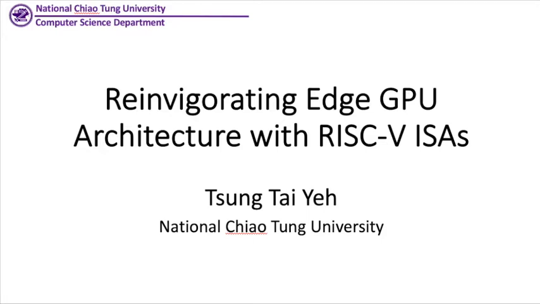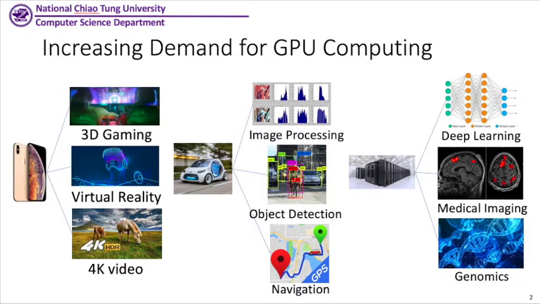Today I'm going to be talking about our idea about the RISC-V cycle level simulator on edge GPU architecture. We see the GPU is used in different domains from this slide. 3D gaming, virtual reality, and 4K video are common applications on mobile phones. The GPU reduces the latency of the compressed computation on these applications to satisfy the needs of mobile phone customers.